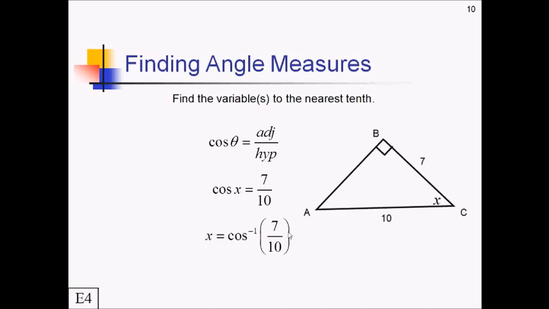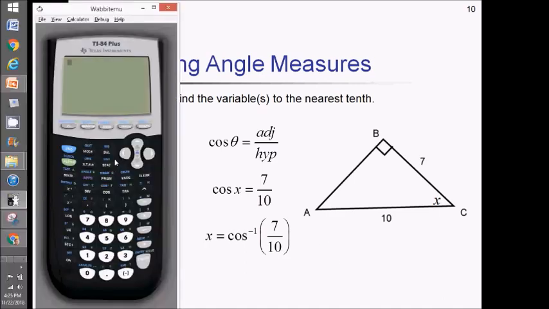But here, we want 7 over 10, so let's do that now. So we've got second cosine, and then 7 divided by 10 equals 45.6 degrees.